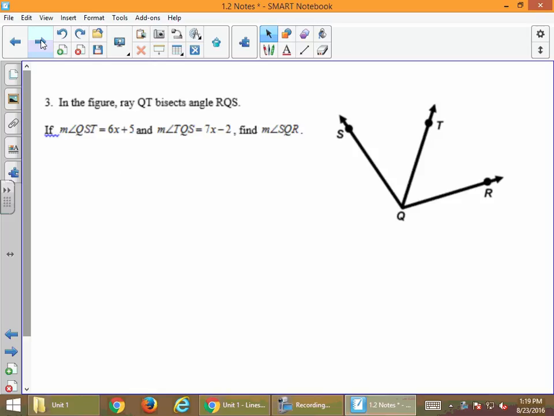All right, this next one. Let's do our first little geometric properties with it based on what we just found out. So, in the figure, ray QT.